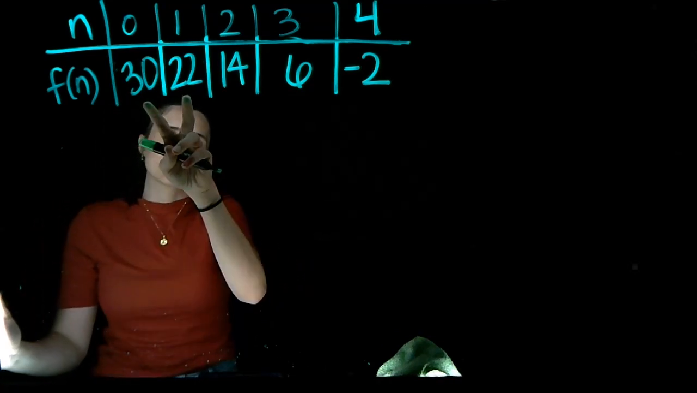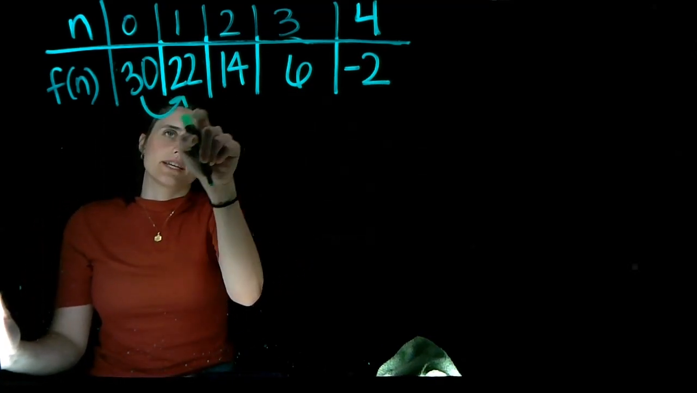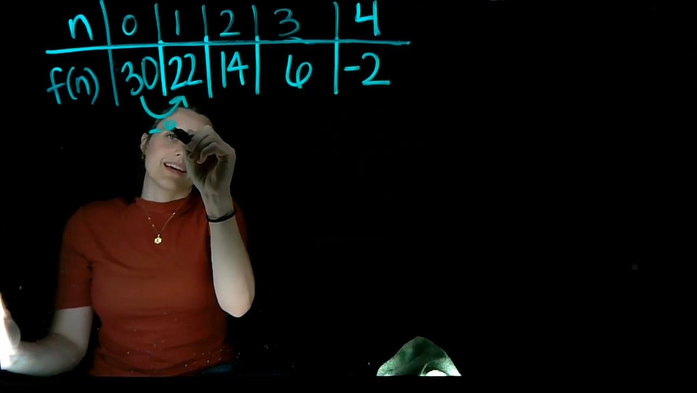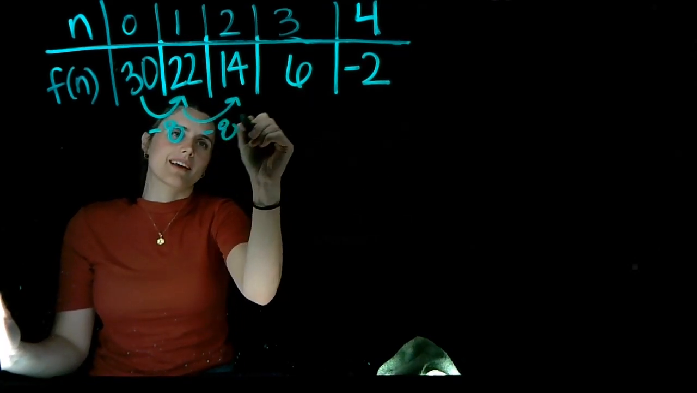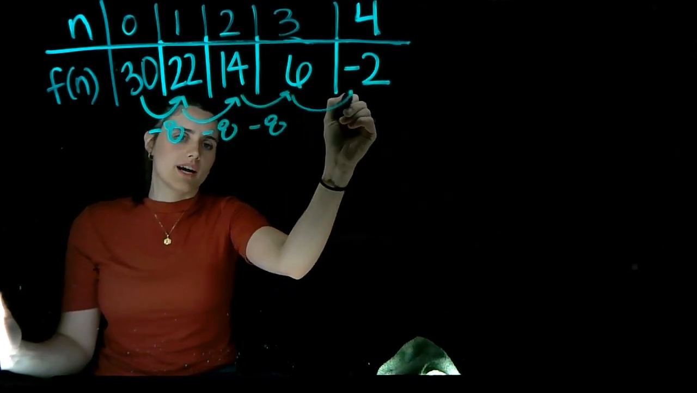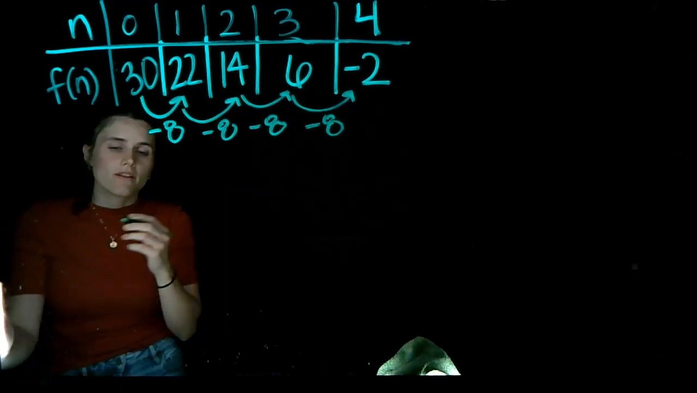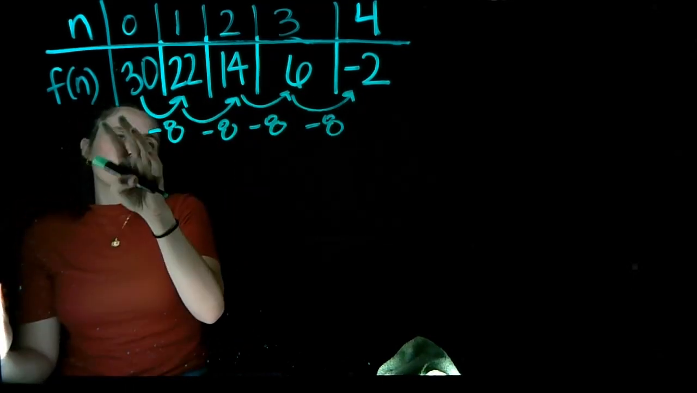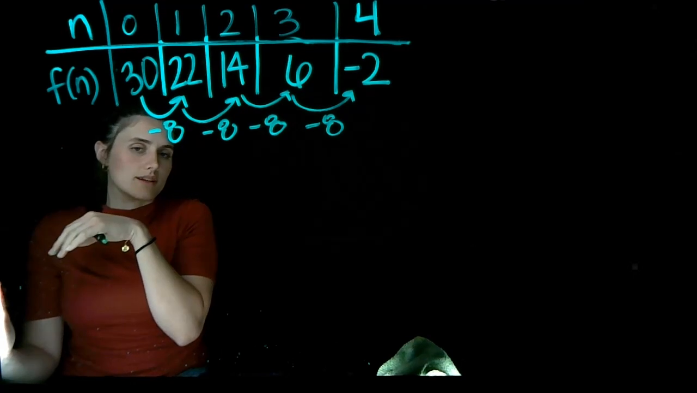And if we look at the difference between these, 30 to 22 is -8. 22 to 14 is -8. We can clearly see we are subtracting the same number each time. So now let's try to write an equation for this linear or arithmetic sequence recursively.